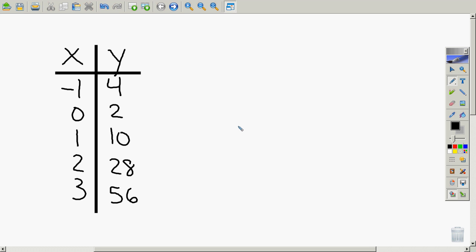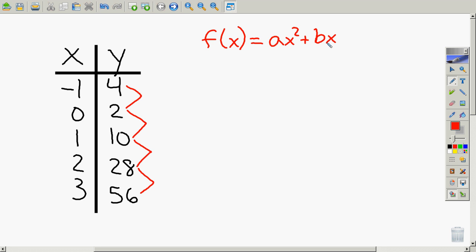So we should be on the path of writing a quadratic function from a table like the one you see over here on the left. Yesterday in class we learned how to find the a and the c if a quadratic function is in standard form. It's ax squared plus bx plus c.